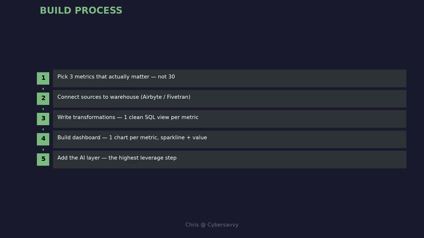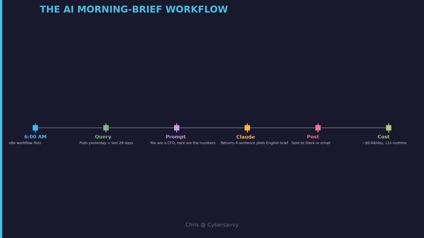Here is how the AI layer actually works in practical terms. Every morning at 6 a.m., an n8n workflow fires. It queries your warehouse, pulls yesterday's numbers and the last 28 days of trend data. It sends that JSON payload to a Claude or GPT-4 model with a carefully crafted prompt. You are a CFO. Here are the numbers. Write a 4-sentence morning brief in plain English. Flag anything that looks abnormal and suggest one action for today.